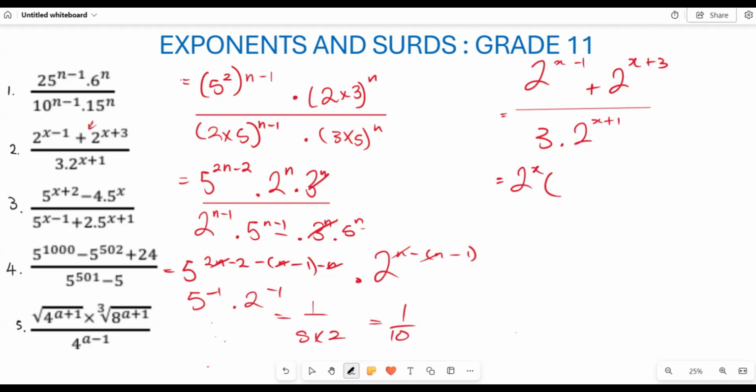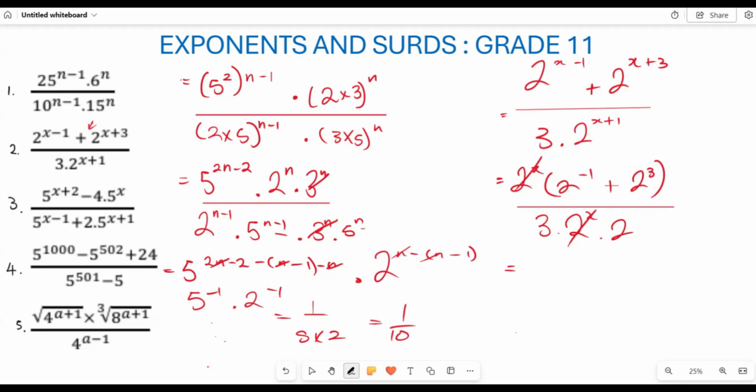You're left with 2 to the power of negative 1 plus 2 to the power of 3, divided by, this is same as 3 multiplied by 2 to the power of x multiplied by 2, right? What I did here, I just wrote everything in factor form so that you can see when I am cancelling from here, right? So what is it that I'm going to have here? Look, now the 2 to the power of x is going to cancel each other. 3 multiplied by 2 is going to give you 6.